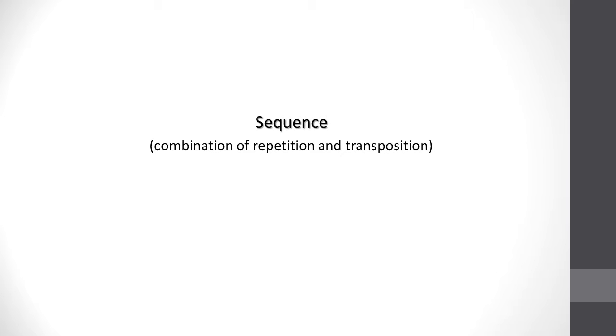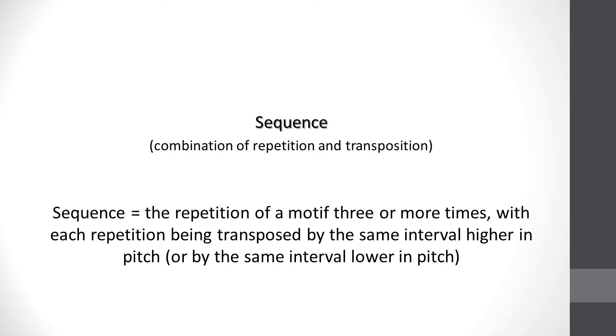Another technique used to develop melodic motifs is called the sequence. Sequences are, in a sense, the combination of the two techniques learned in the previous videos, repetition and transposition. A sequence is the repetition of a motif 3 or more times, with each repetition being transposed by the same interval higher in pitch or by the same interval lower in pitch. Here is an example.